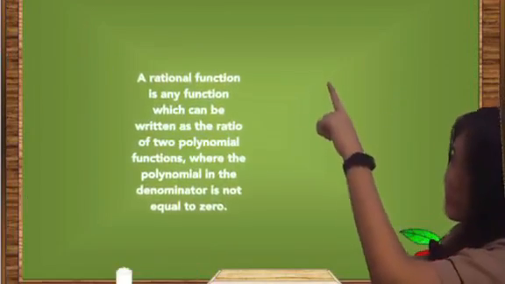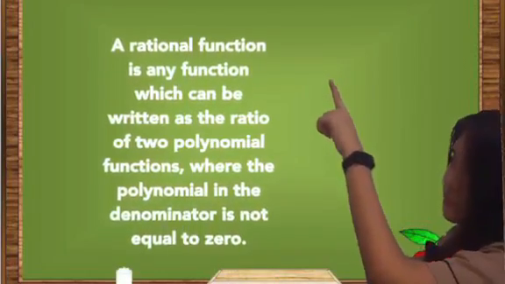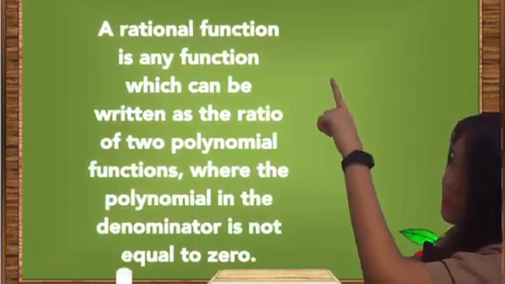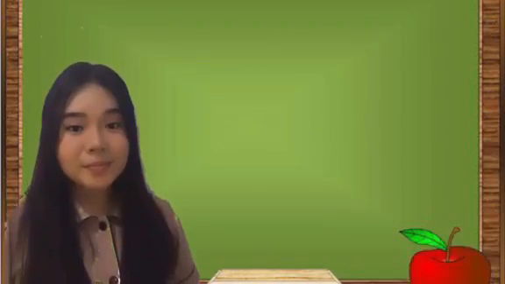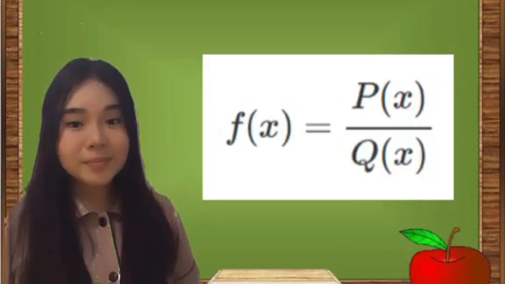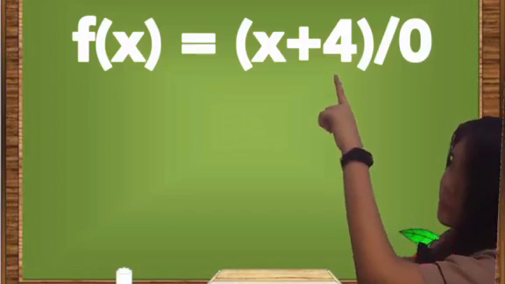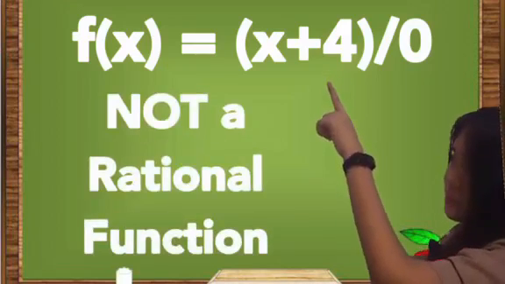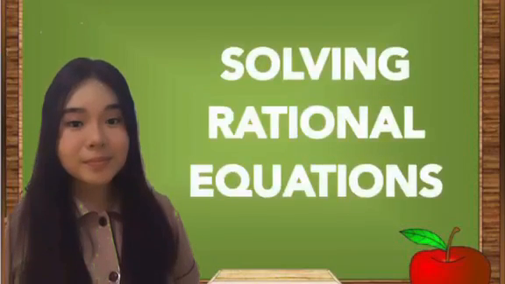A rational function is any function which can be written as the ratio of two polynomial functions, where the polynomial in the denominator is not equal to 0. It can be written in the form f of x is equal to p of x over q of x, where p of x and q of x are polynomial functions of x, and q of x is not equal to 0. However, the function f of x equals x plus 4 over 0 is not a rational function because its denominator is 0. Now, let us solve rational equations.